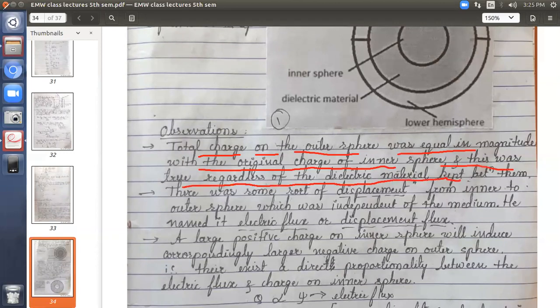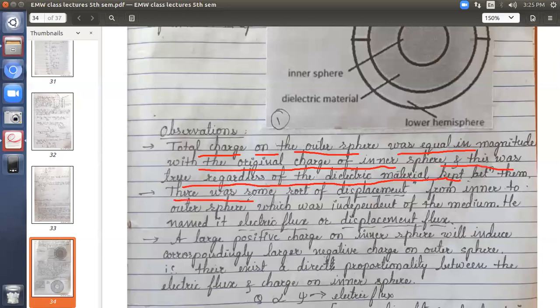So he tried this experiment. He repeated it using different dielectric materials, and he observed that this phenomenon happened. If the charge is, say, plus 8 coulombs on the inside sphere, on the outside sphere he got minus 8 coulombs. So for every dielectric material, this phenomenon continued to happen.